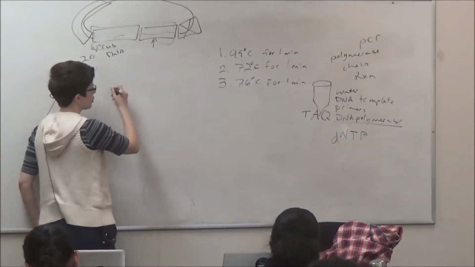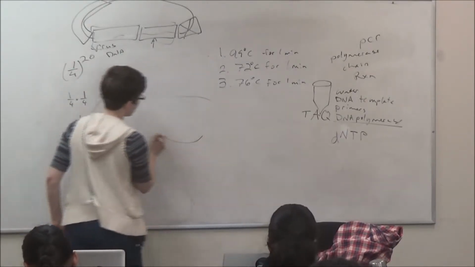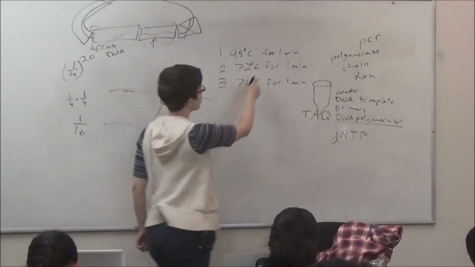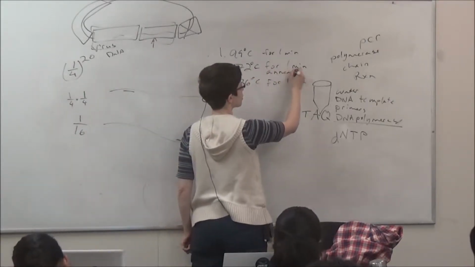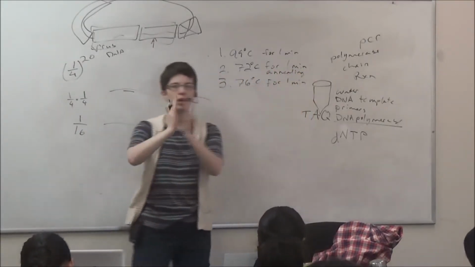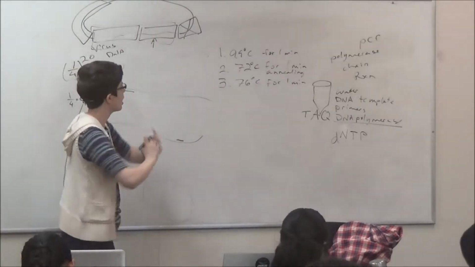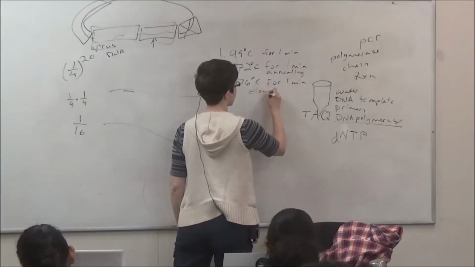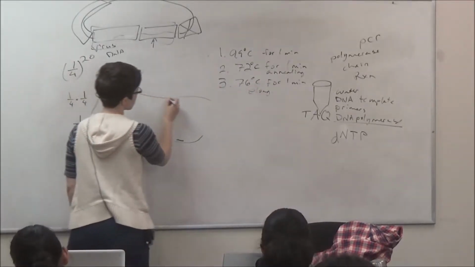So we had the double strand, but we separated our strands. We annealed. This was an annealing step. Annealing means gluing or sealing or attaching. And now we have a step for elongating the DNA using the Taq polymerase.